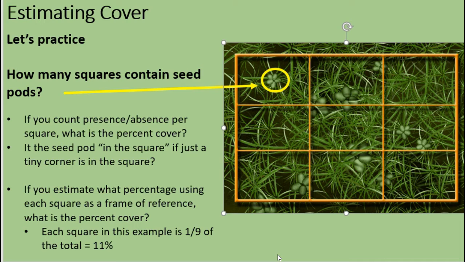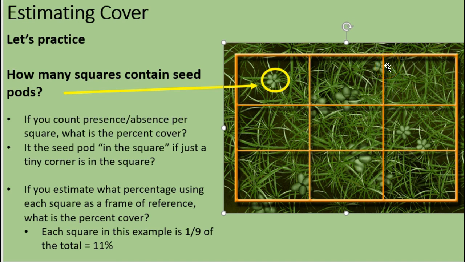If you estimate what percentage each square contains, using each square as a frame of reference, then you're asking what is the percent coverage averaged across the squares within the larger quadrat. So in this example, there are 9 squares, so each square is approximately 11%. Okay, so we can go through and we can say, yes, there are seed pods in this first square. Yes, seed pods in the first square. This one looks mostly empty, but if we look really carefully in the corner, the seed pod is in this tiny part of the square.